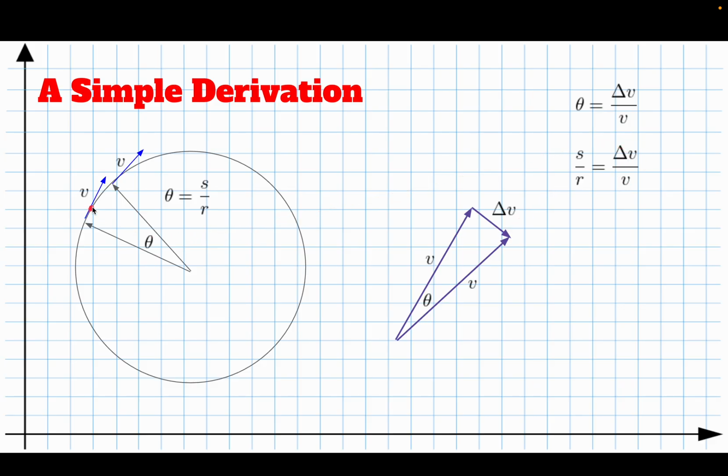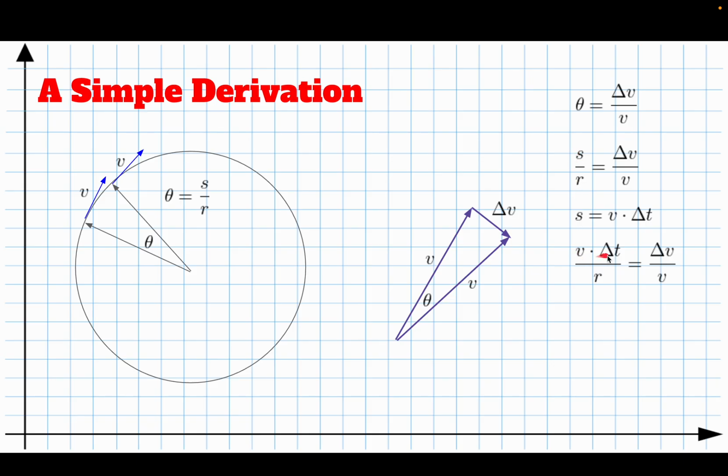Now, this arc length, how far it goes here, is equal to the velocity times the time. So if we know how long it takes to get from here to here, we can take the velocity times the time, and that tells us the arc length. So that gives us this equation here. The arc length is equal to the velocity times the time that elapses between the position here and the position there.